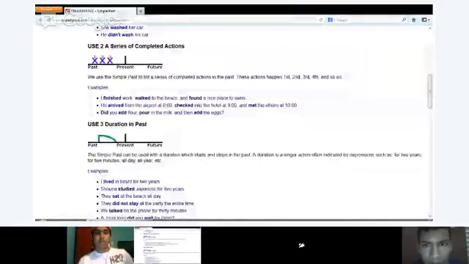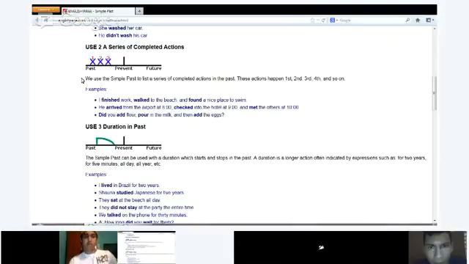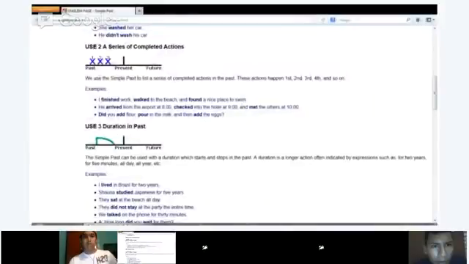Let's go to use number 2. And this is for Ines. Ines, please read this sentence here, okay, as well as the examples. Now, this is a series of completed actions. So we're talking about things completed in the past, and it would be a series of things completed in the past. Go ahead and read that, Ines. Use 2: a series of completed actions. You use the simple past to list a series of completed actions in the past. This action happened first, second, third, fourth, and so on.